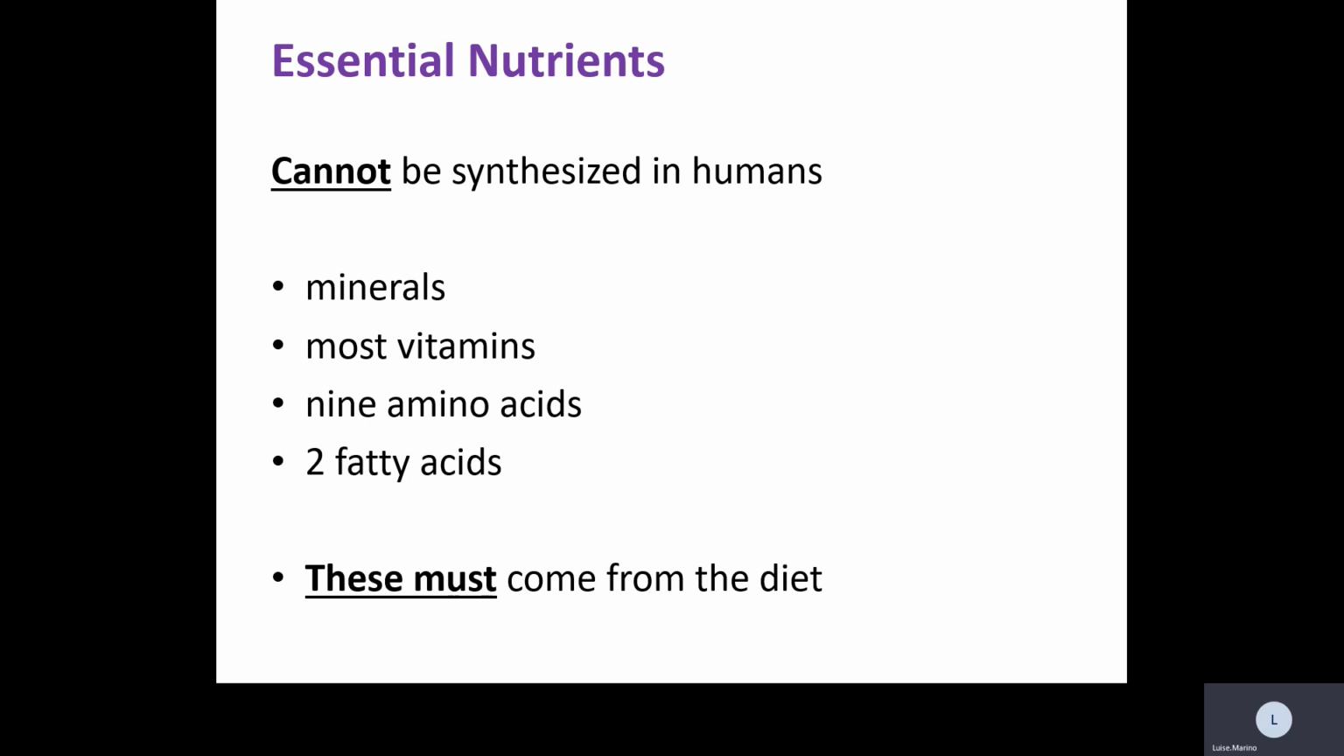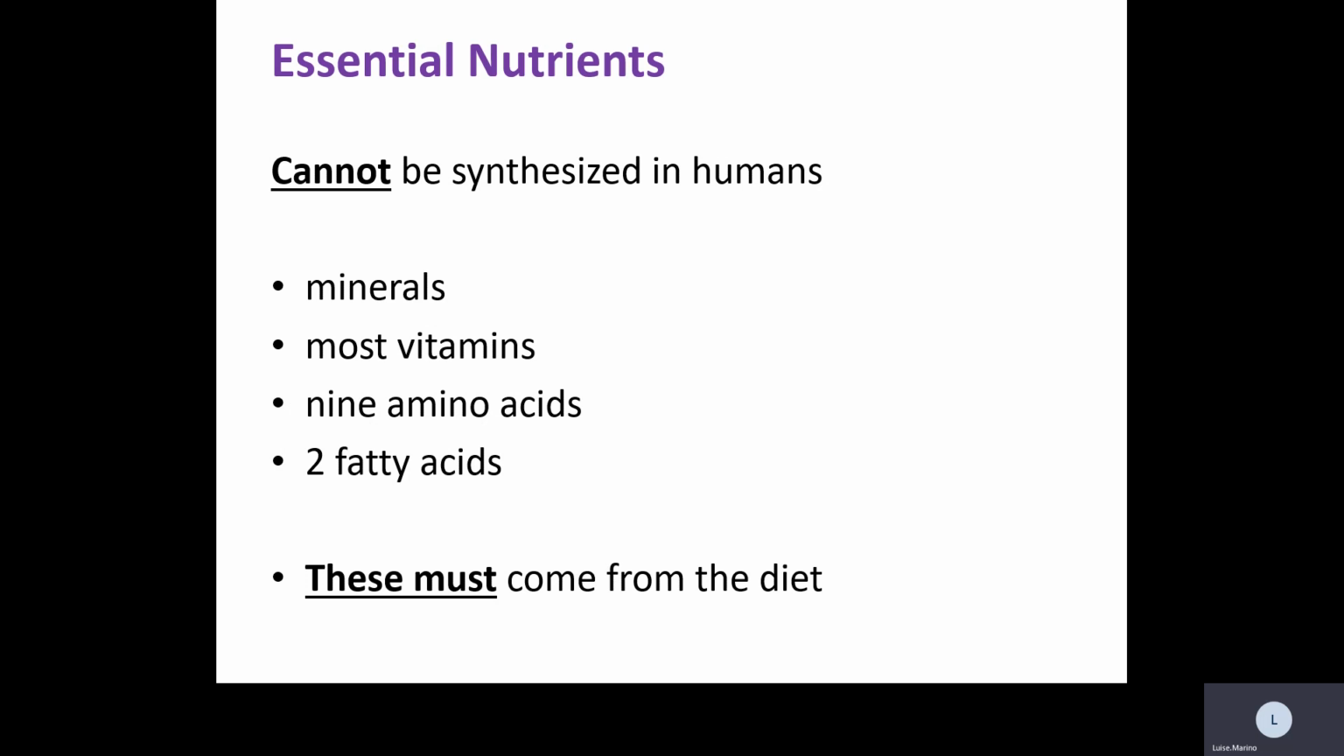So the classification can be further broken down into essential and non-essential nutrients. Essential nutrients are those that cannot be synthesized in humans. So these are all of your minerals, most of your vitamins, 9 of your amino acids, and 2 of your fatty acids. Your linoleic and linolenic fatty acids are essential, and the human body cannot make those. There are no pathways for those, so these must come from the diet.